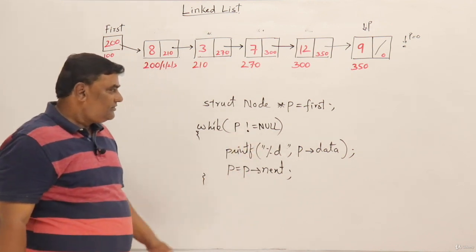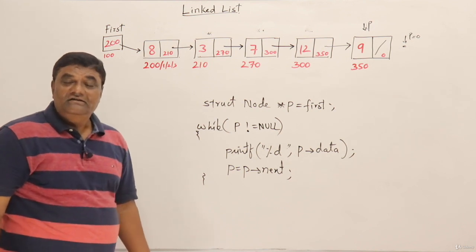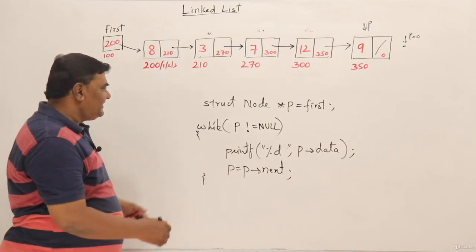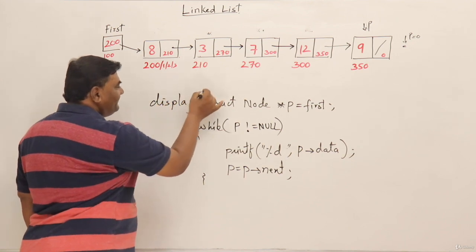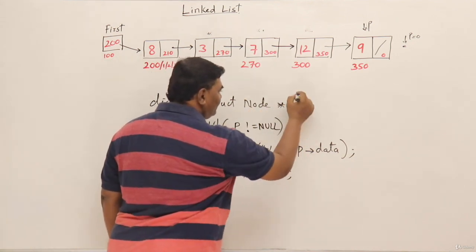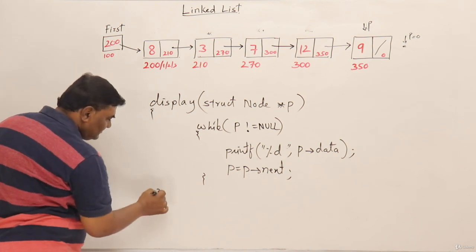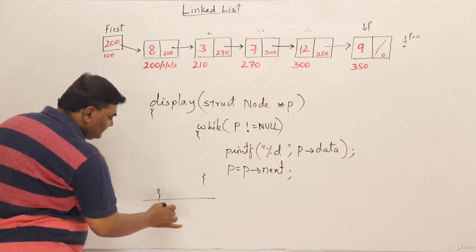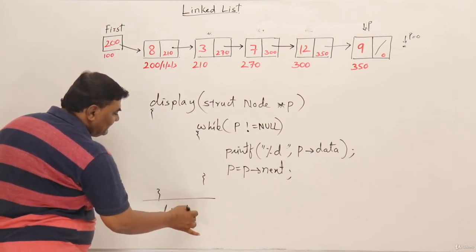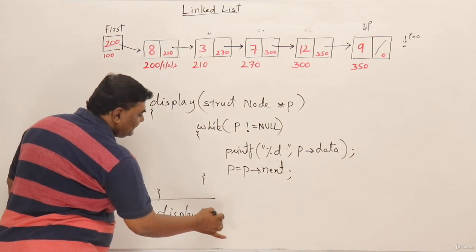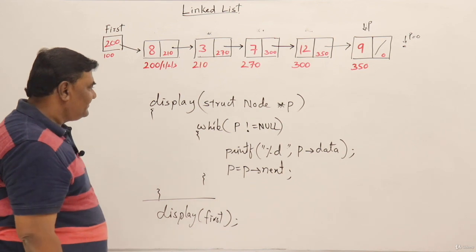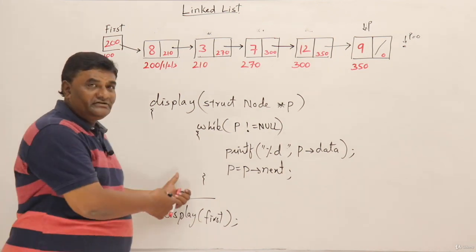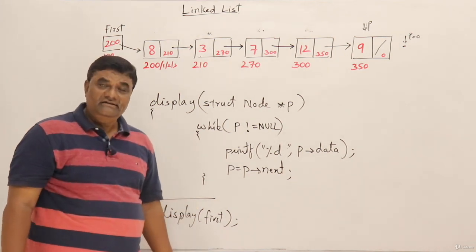So this is the code for displaying a linked list. I can even make it a function. Let us call it a function display, which takes this as a parameter. Now how to call this function? Call it as display by passing the first pointer. You can call this function by passing the first pointer. So this is for displaying a linked list.